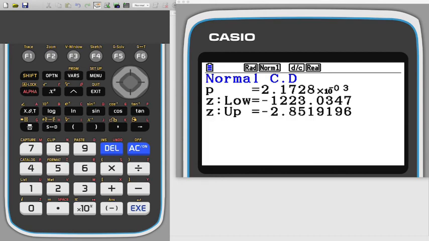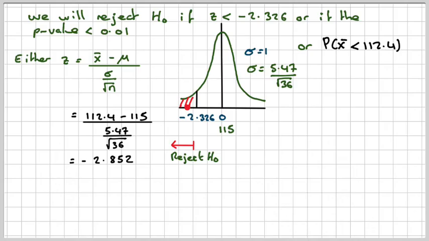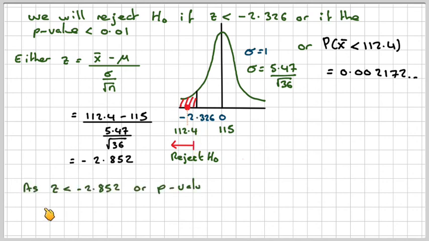Okay, so that gives quite a low p-value, 0.00217, which you can see is what we got there. And as that is less than that, we're going to reject H0 again, so our value is going to be here. So make the conclusion, and make sure you don't say proves.